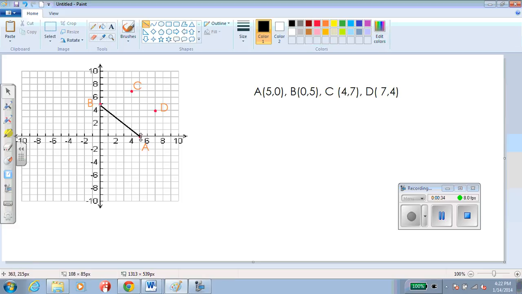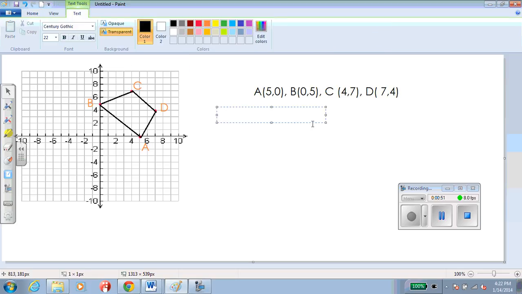So as I draw in the sides of my trapezoid, I'm looking for ones that appear to be parallel. And just by the looks of things, AB and CD look like they might be parallel. But AD and BC certainly don't look like they are. So I'm going to verify algebraically whether or not AB and CD are parallel.